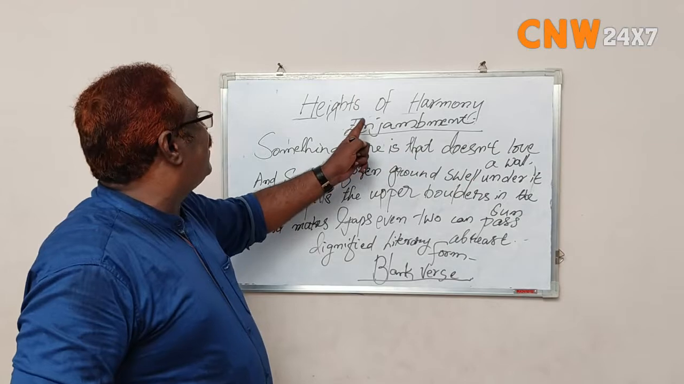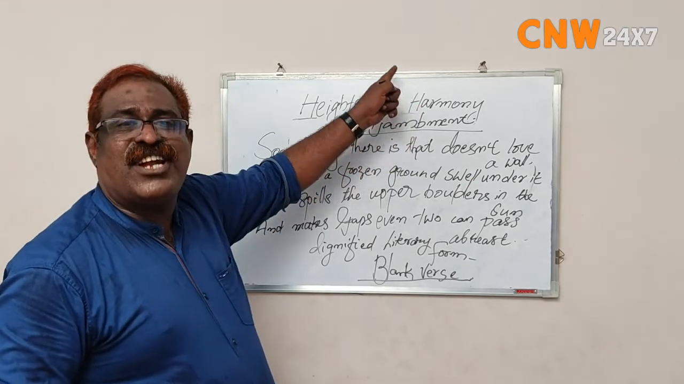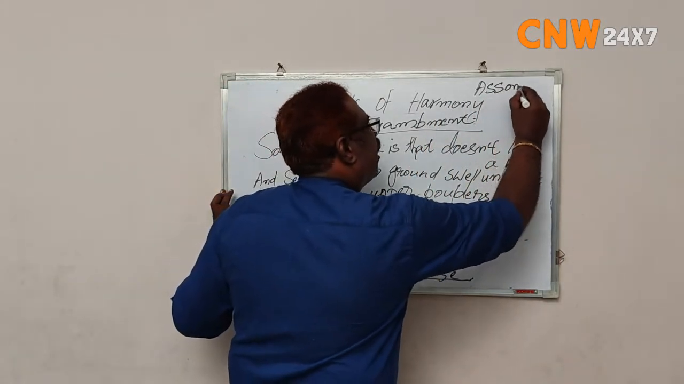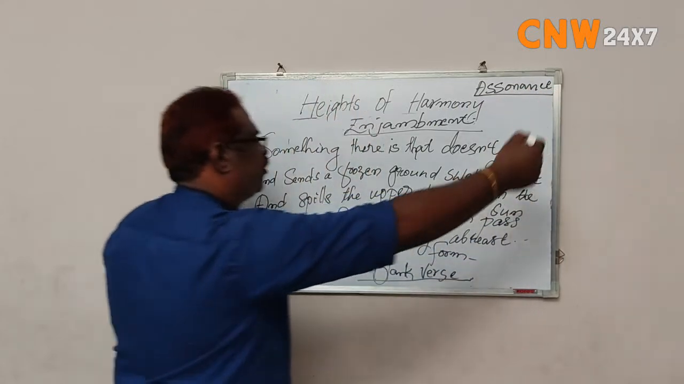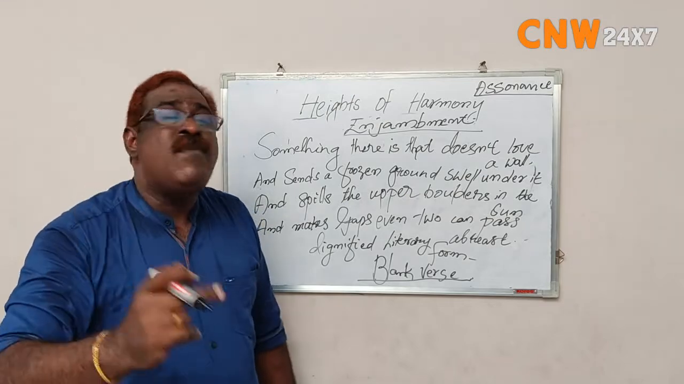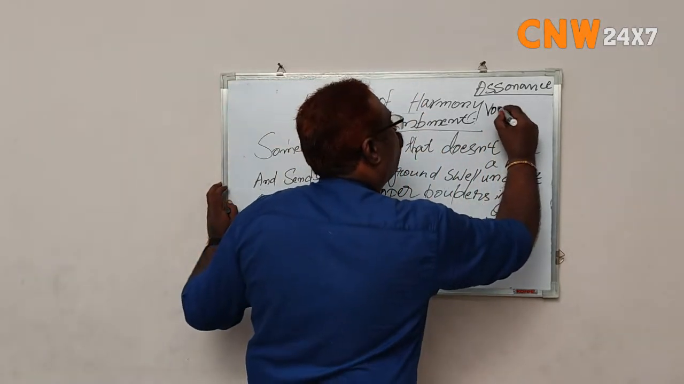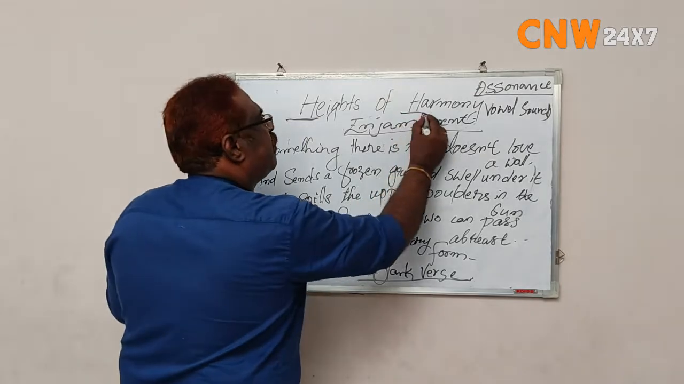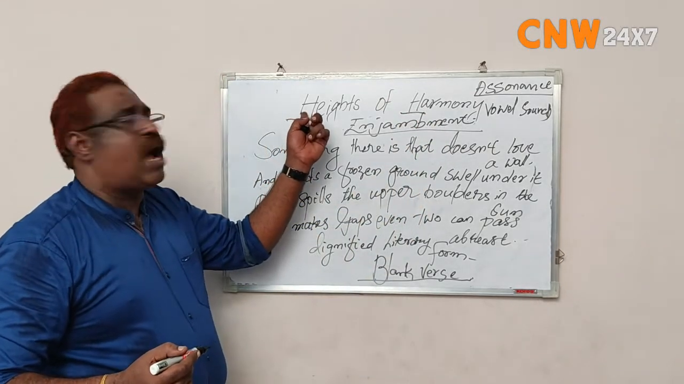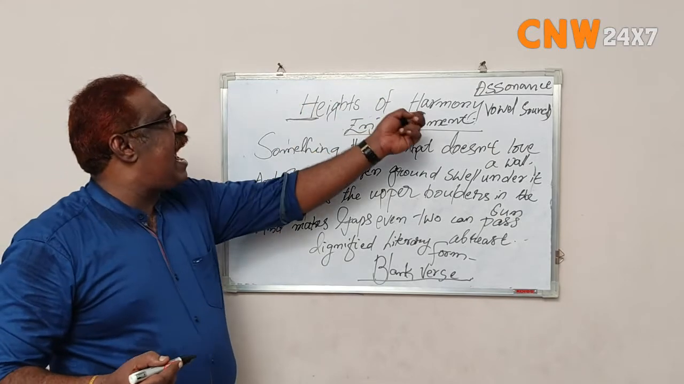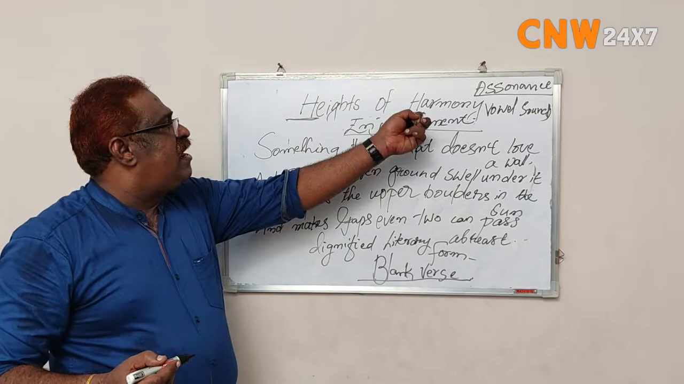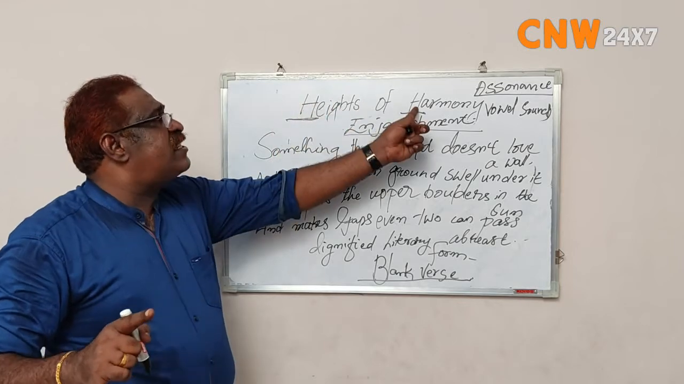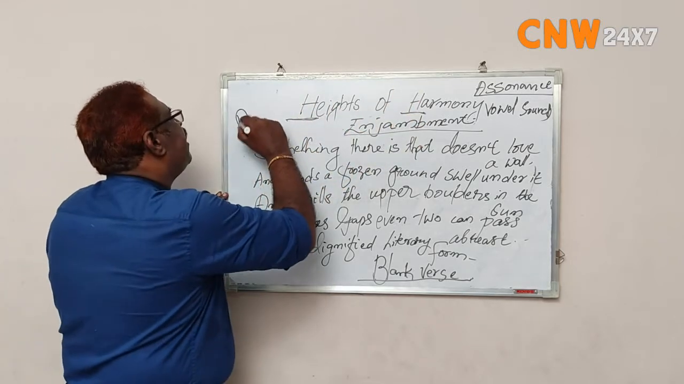Then, before introducing the heights of harmony and alliteration I told you about, we can see assonance. Assonance is the repetition of the same vowel sound. Alliteration is the repetition of the same consonant sound. For example, in the heights of harmony, H and H is a consonant sound repeated. Then in the flights of freedom, F and F are the repetition of the same consonant sound. That is the technique called alliteration.